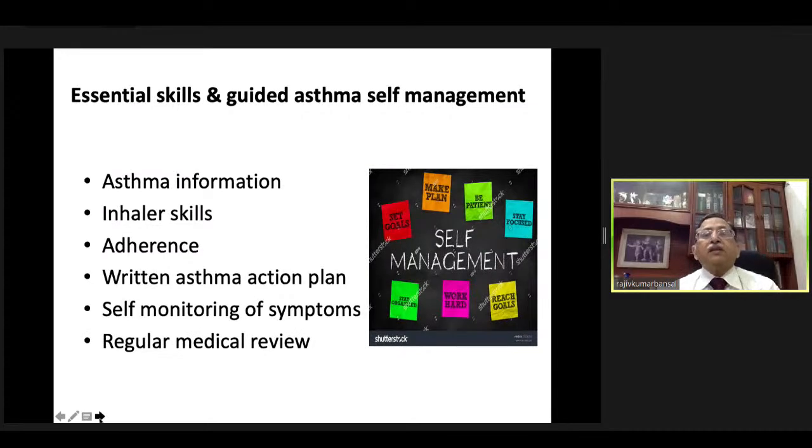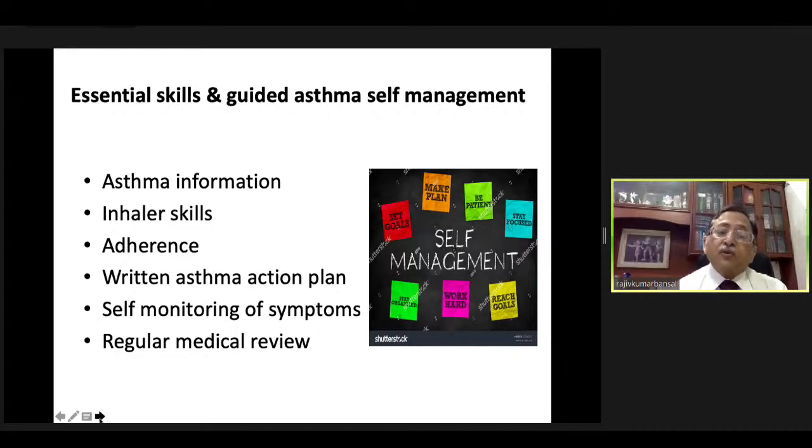So there are certain essential skills in guided asthma management. In the present time, we need self-discipline and a proper guided way of treatment for these patients. So we have to have asthma information booklets. We need to help them master inhalational skills. We need to make them understand adherence. We should have a written asthma action plan for these patients.